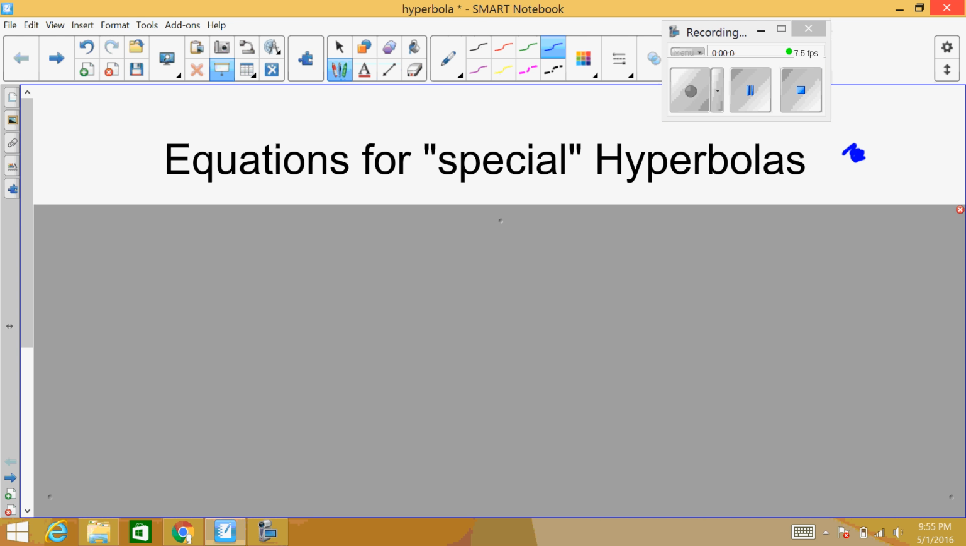Today we get to take a look at my second favorite conic section, my favorite being an ellipse. So we're going to hit hyperbolas today. And a hyperbola in some ways is kind of like an inside-out ellipse.